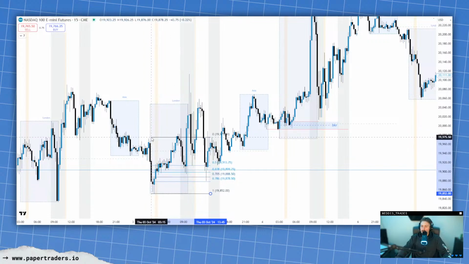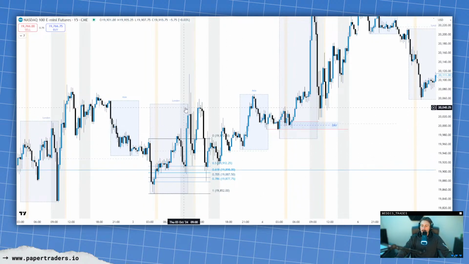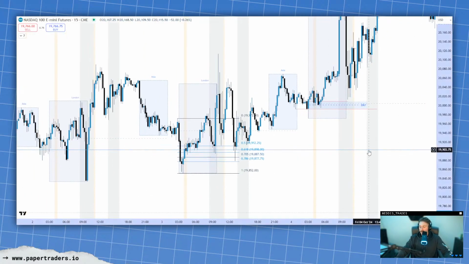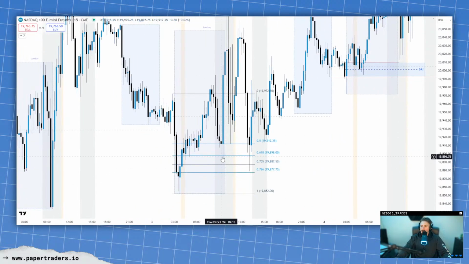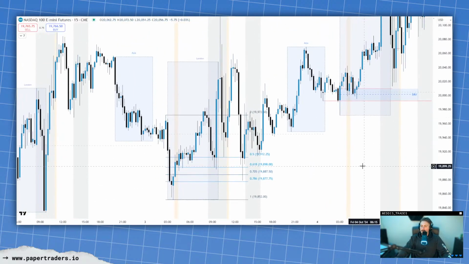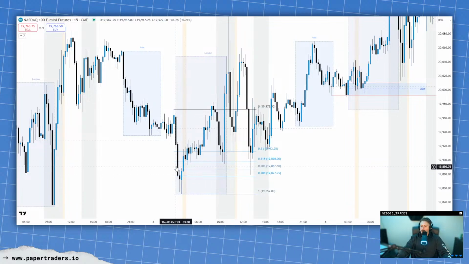There's your OTE. This is your range right here. London session range typically plays out perfectly for your New York session. Let's see right here at 9:30, we come in, we tap, get rid of this level. We tap 618, and then we continue up, right? What else do we have over here?